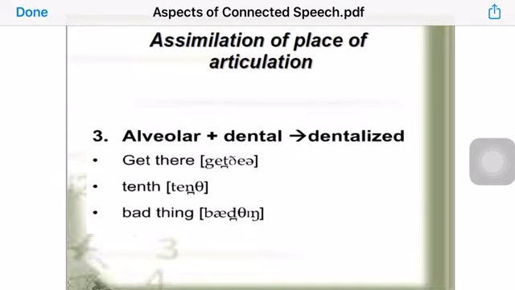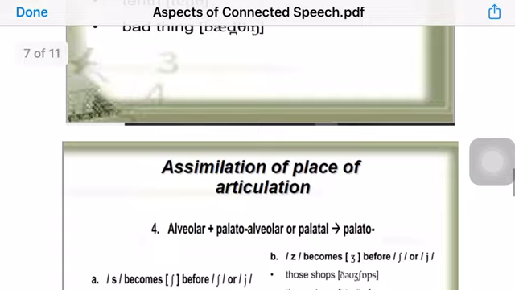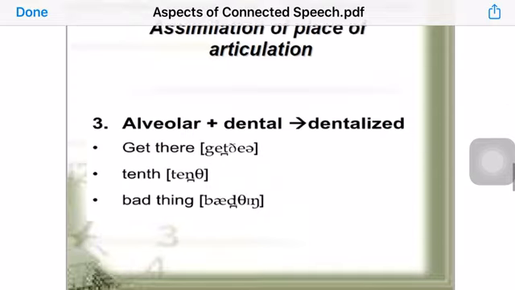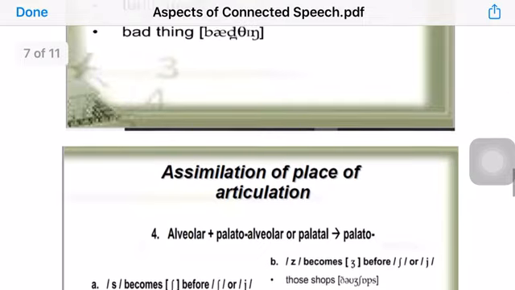Bad thing. Now try to sense the position of the tongue when you say this expression. Bad thing. So these are the cases that are related to alveolar and dental.